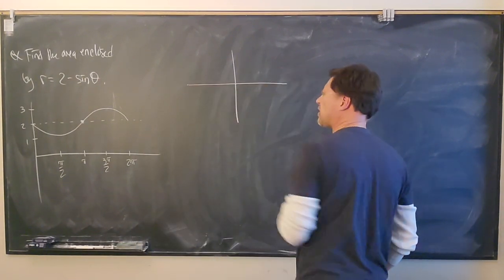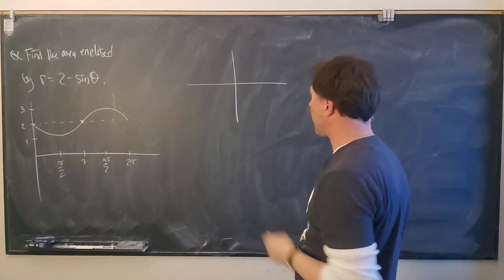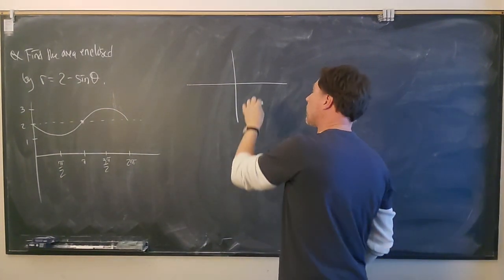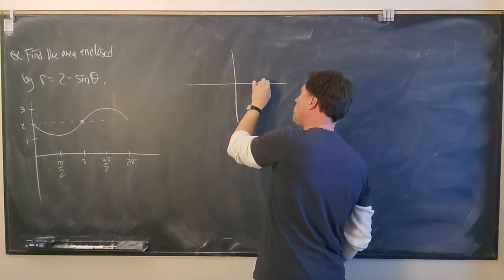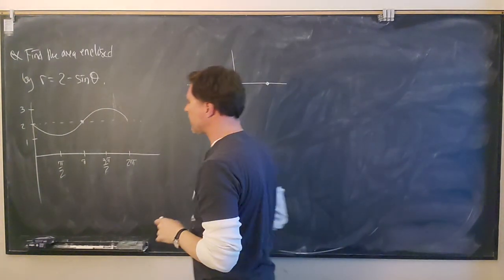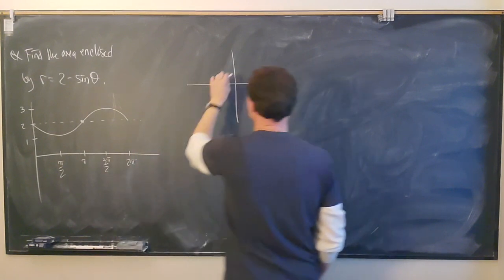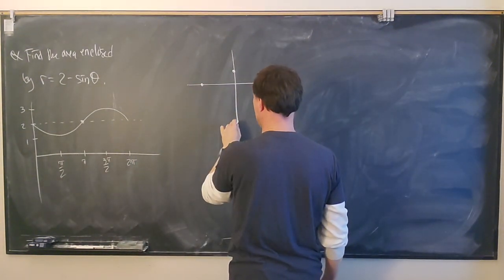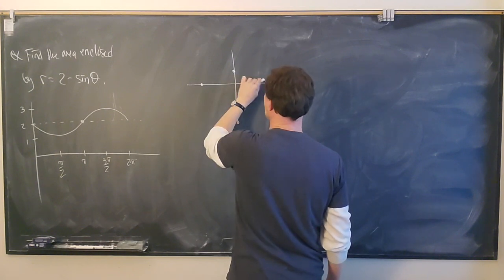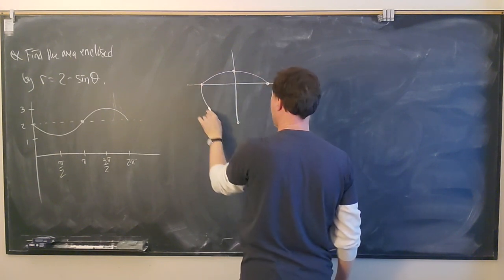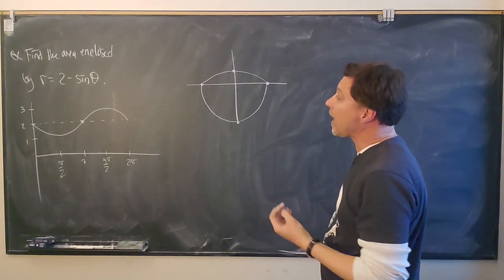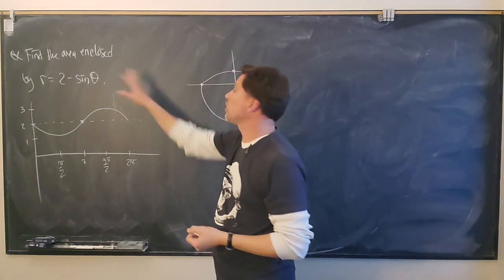Okay, so now let's sketch this in the xy plane. When theta equals 0, we start at distance 2. When we get to pi over 2, we need to be at distance 1. And then it goes back out to 2, and then all the way out to 3. So it's going to look like that.